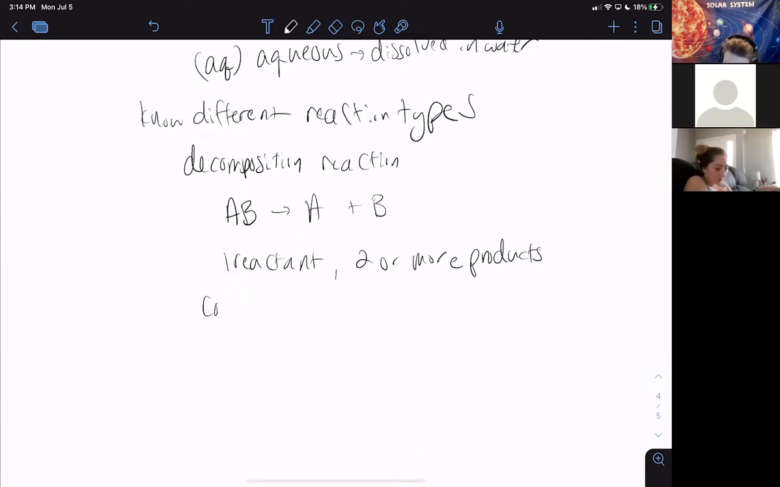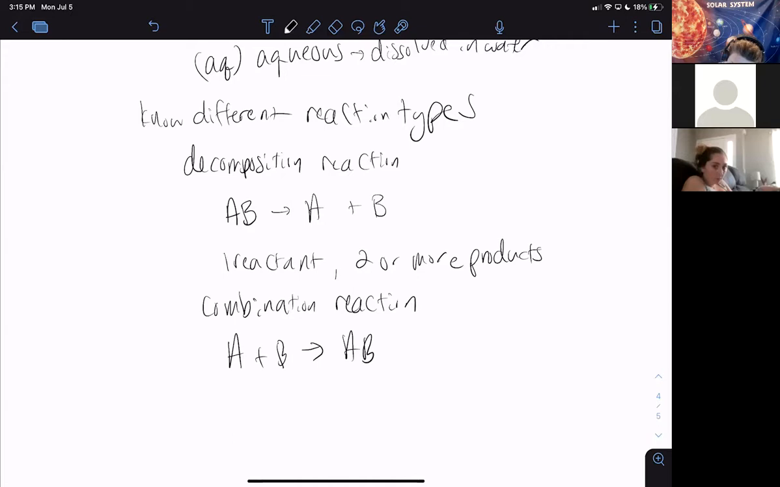We have a combination, which is kind of the opposite of this, where you have 2 or more reactants. And actually, let me do an example first. So we can have A plus B going to AB. So 2 or more reactants going to one product.